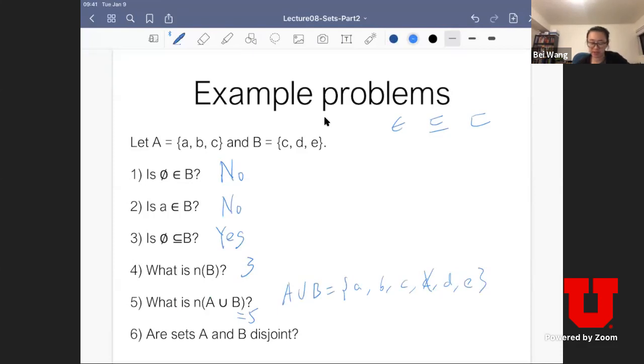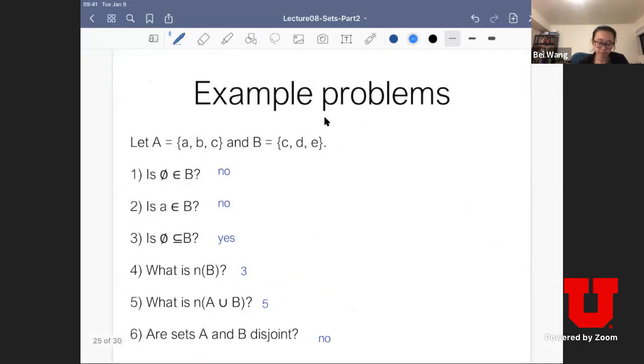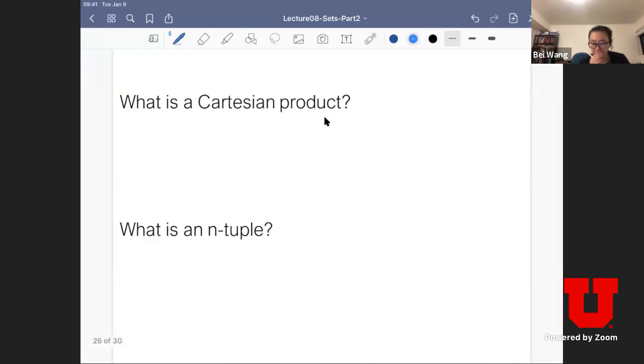We know there's a duplicate because if I take the intersection, they share element C. So they're not disjoint. Disjoint means that their intersection is empty, right? Okay. So that's just the answer.